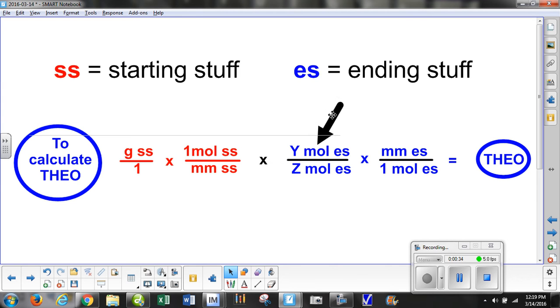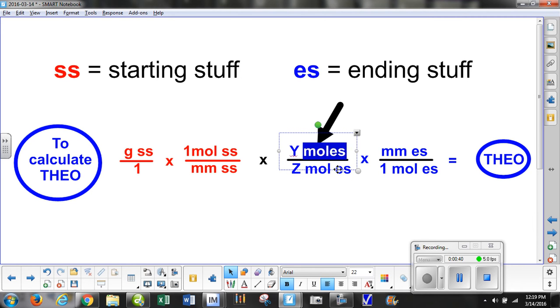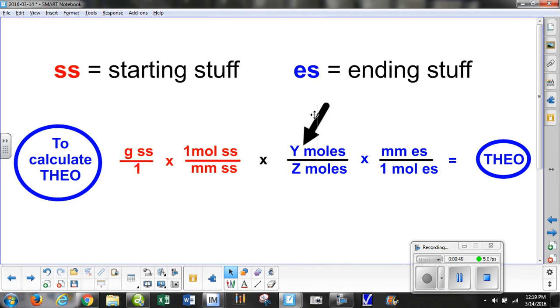Next, we do whatever number of moles. Let's get this buttoned up. There we go. All right. So, some y number of moles of the ending stuff and z number of moles of the starting stuff. So I just added in the ending stuff there, so that would be part of this. And now we have the molar mass of the ending stuff over the moles of the ending stuff.